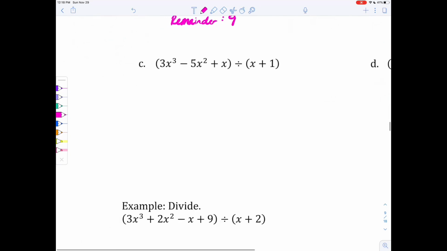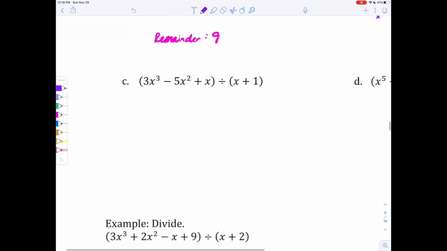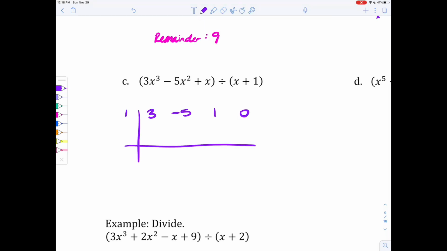Continue to try these other ones, and I will just dive in here. We've got 3x cubed, negative 5x squared, we have 1x, and then 0 for the constant term. And we're dividing that by x plus 1. Let's bring this way, subtraction.